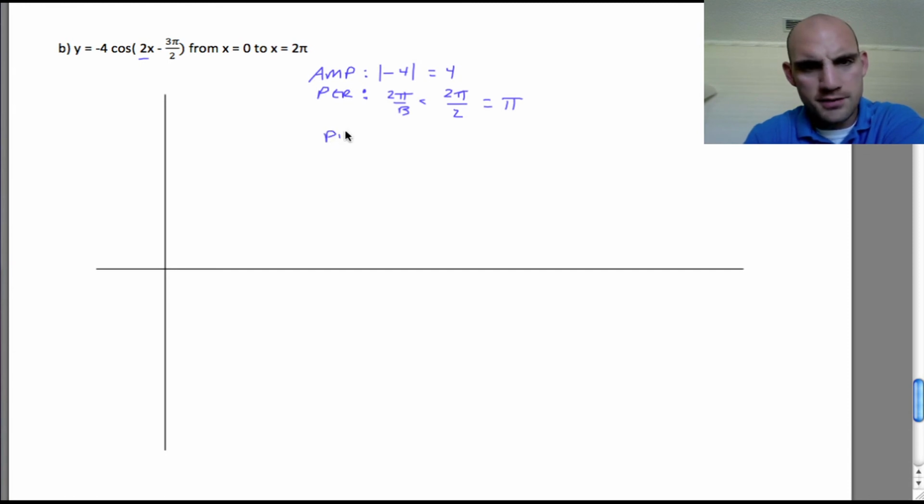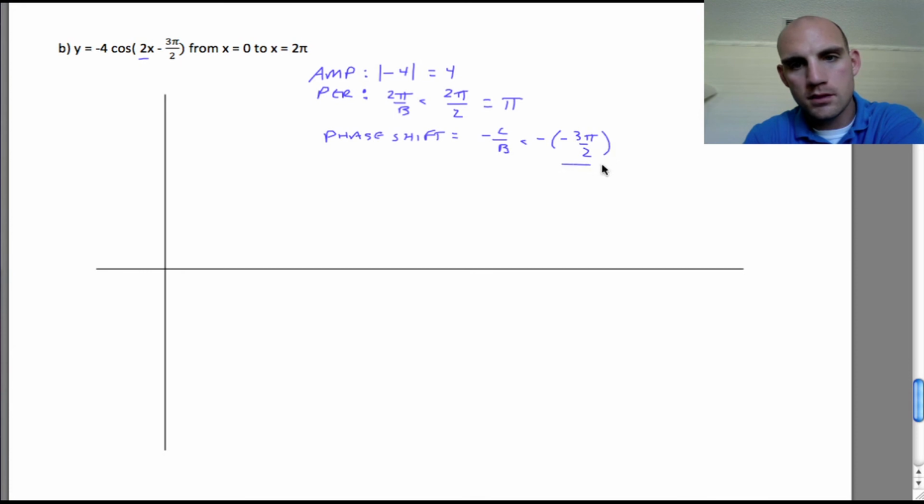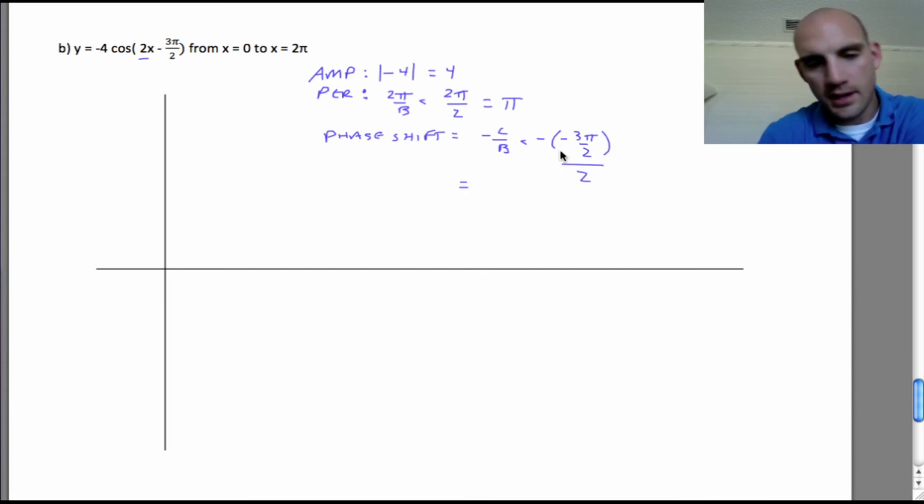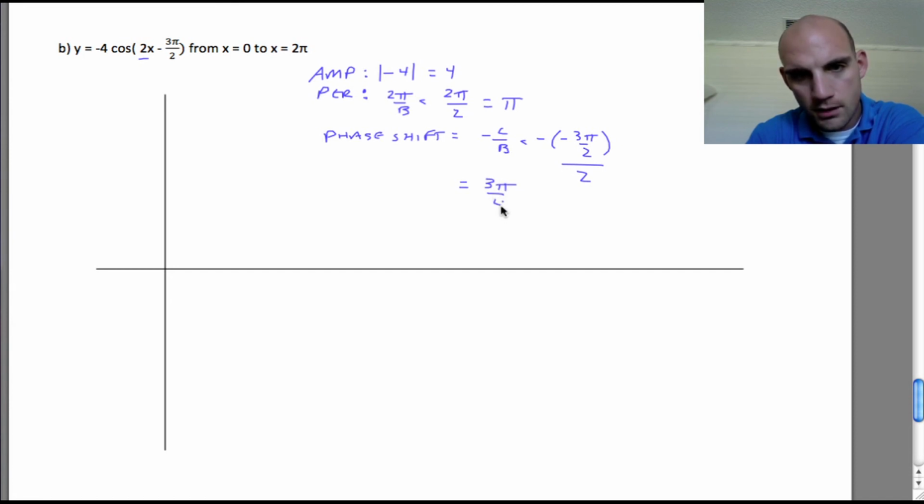And my phase shift is going to be -c over b. So -c would be a negative 3 pi over 2, over 2, which is actually going to give me something like this. If I divide this, it's going to be a positive 3 pi over 2 because it's negative, and divide it in half, so it's going to be 3 pi over 4.